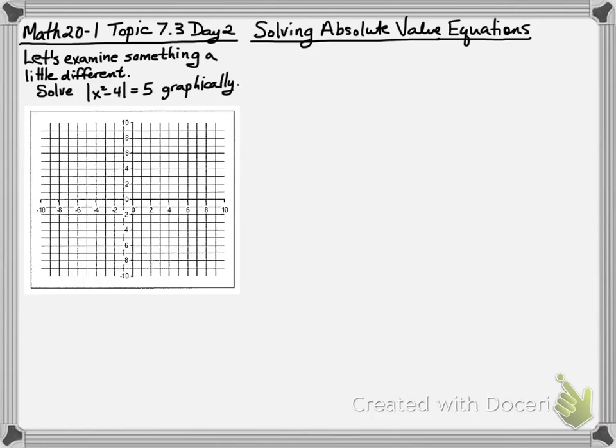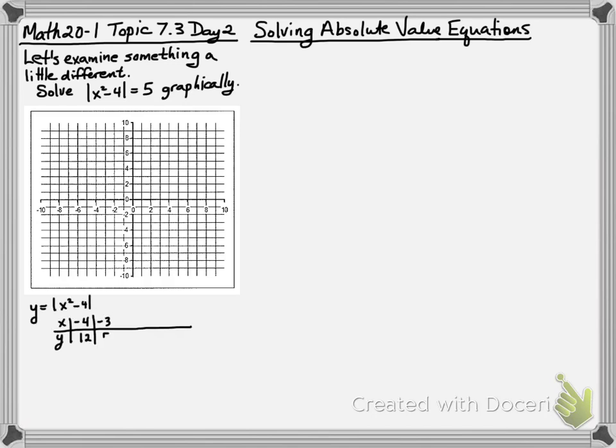If we asked you to solve the absolute value of x squared minus 4 is equal to 5 graphically, we would graph the left side, the absolute value of x squared minus 4. Now, x squared minus 4 is a parabola. The bottom of the parabola should go down to negative 4. However, the part of the graph that gets below the x-axis is going to be flipped over the x-axis to be a positive. So it's going to look something like this.